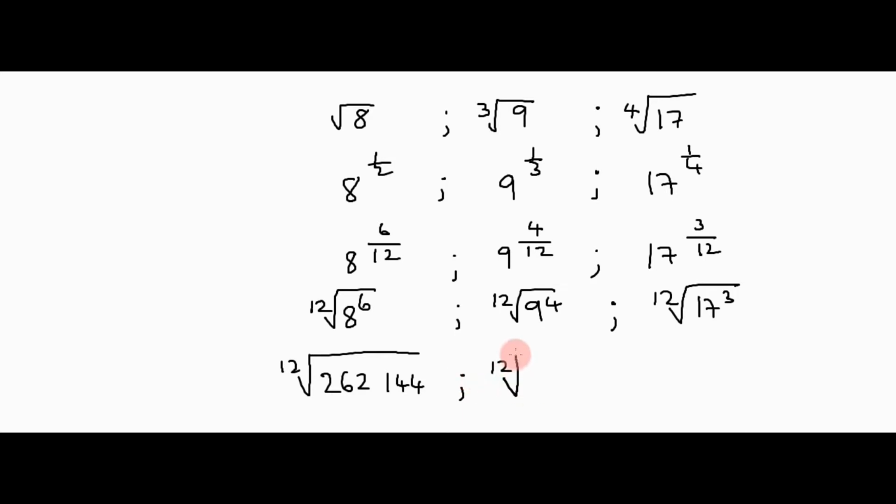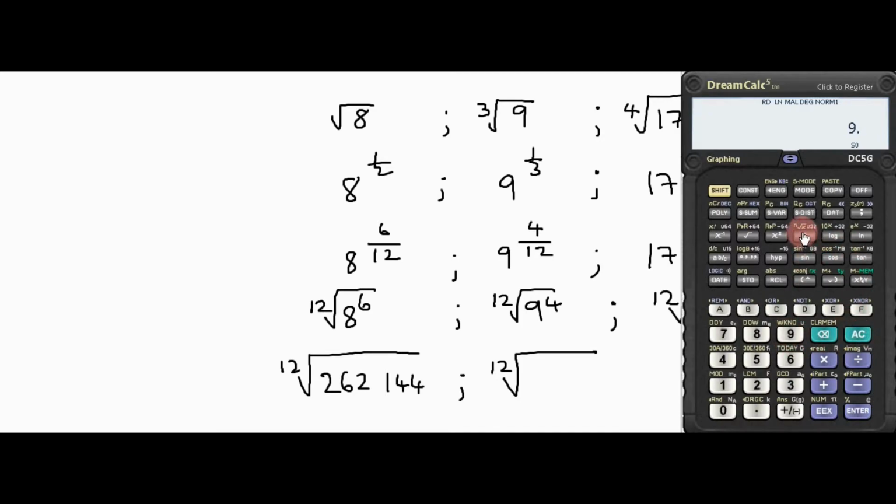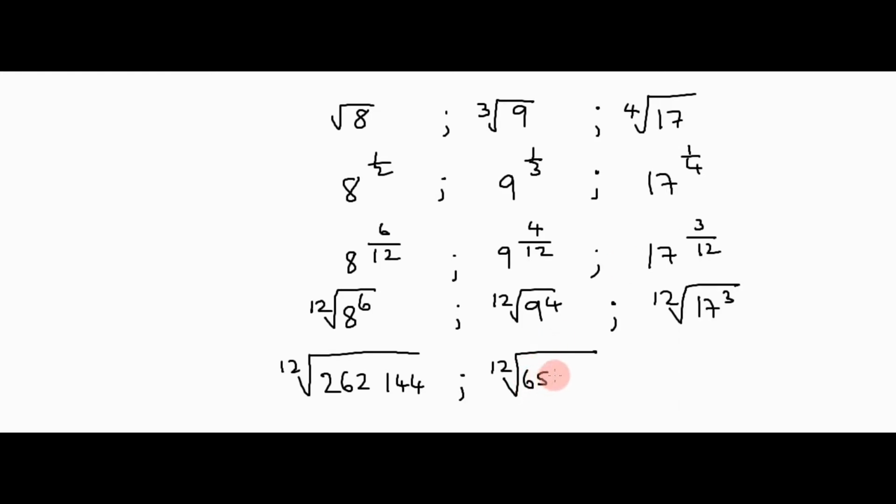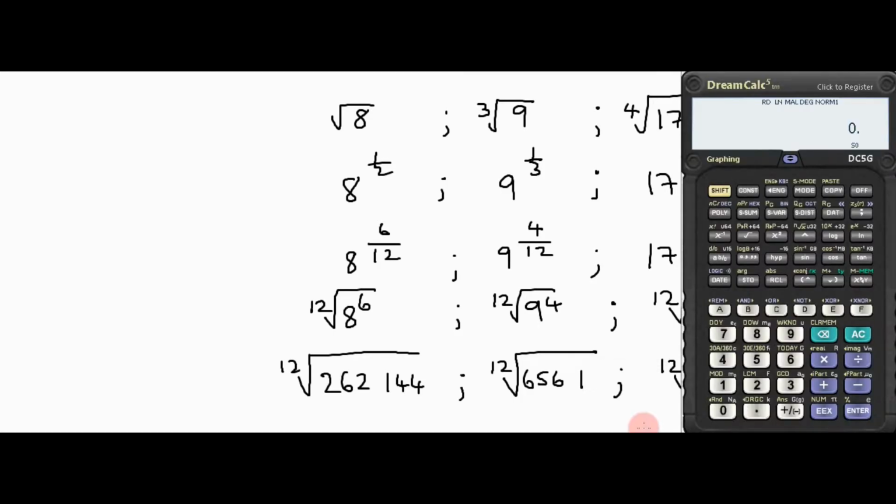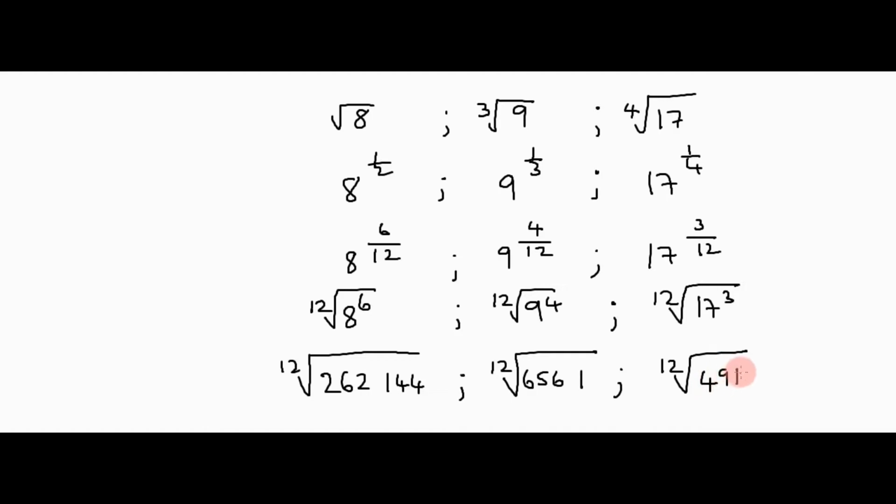Then we also have the 12th root of 9 to the 4. So 9 to the 4 is 6561. And the 12th root of 17 cubed, so 17 to the power 3, is 4913. Now we can compare the numbers under the surds.